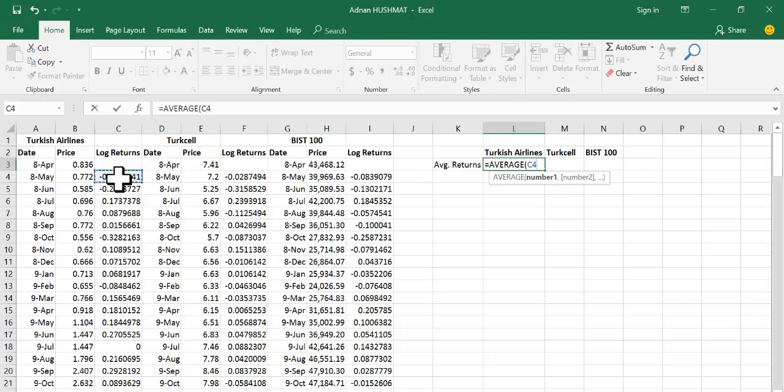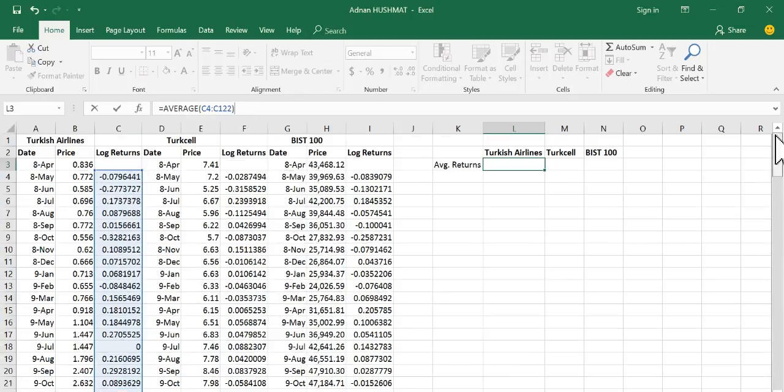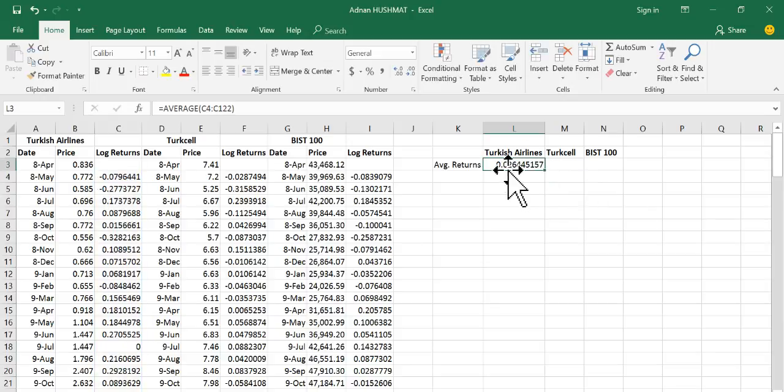You come here and click, and then Control Shift down arrow. It will select the whole column. Then you close your bracket, come back and press enter. That's it. So these are the average monthly returns for Turkish Airlines. Likewise, we can do it for Turkcell as well.